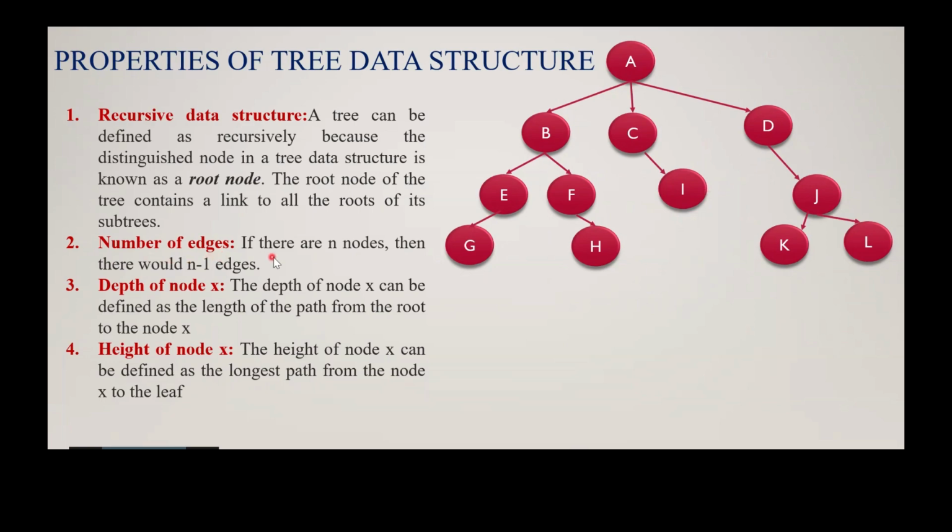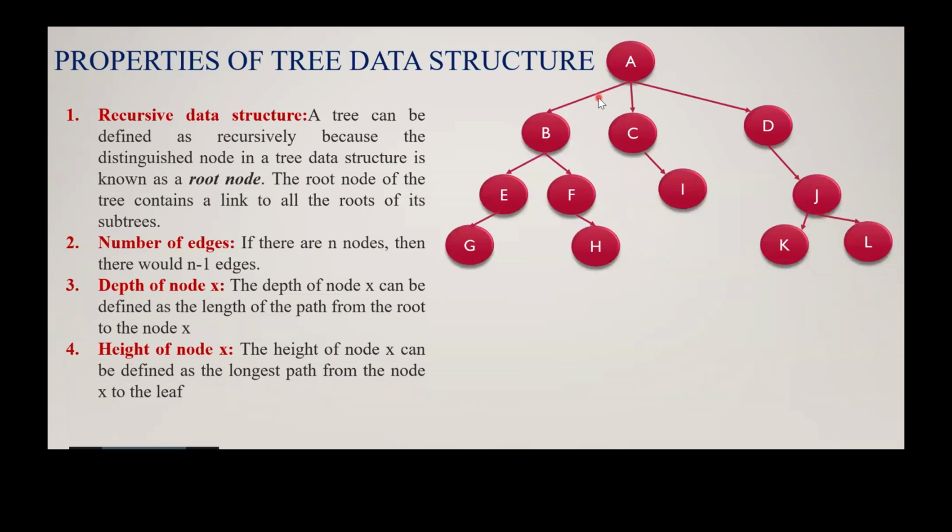Then number of edges. If there are n number of nodes, then there would be n minus 1 edges. So inside a tree, if there are n number of nodes, how many edges are possible? That is n minus 1. So in this tree, how many nodes are present? 1, 2, 3, 4, 5, 6, 7, 8, 9, 10, 11, 12. So the total number of nodes is 12.